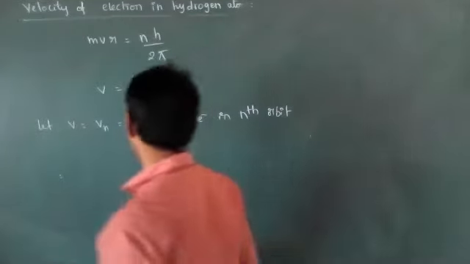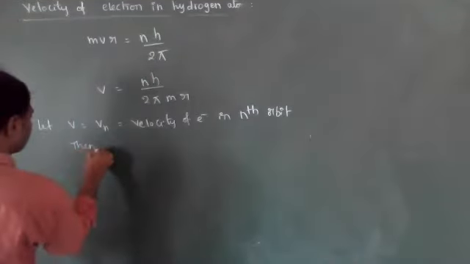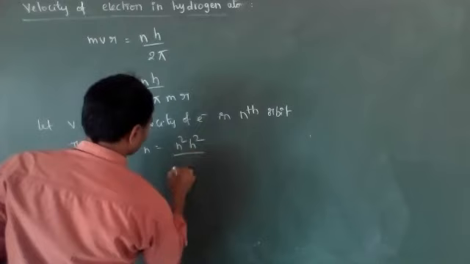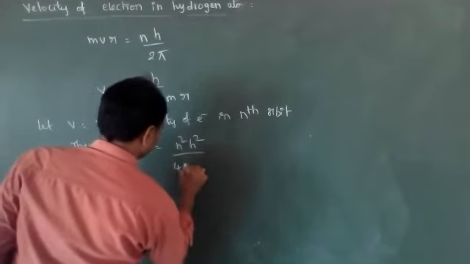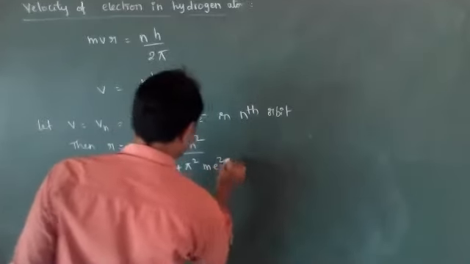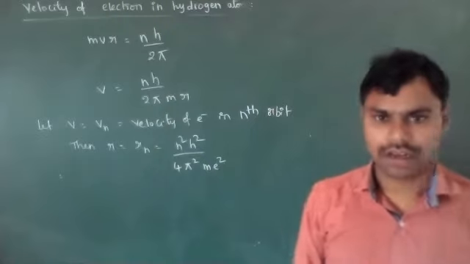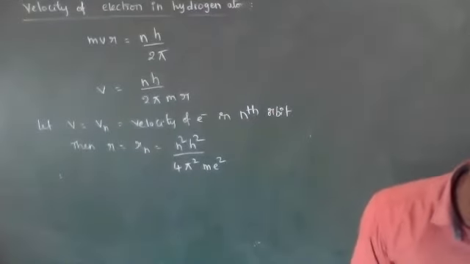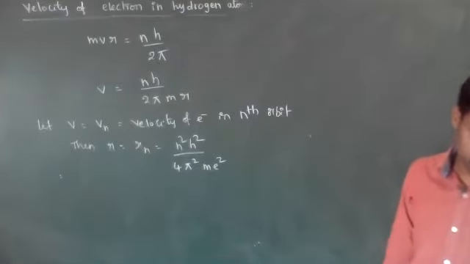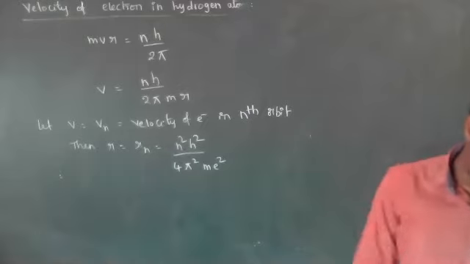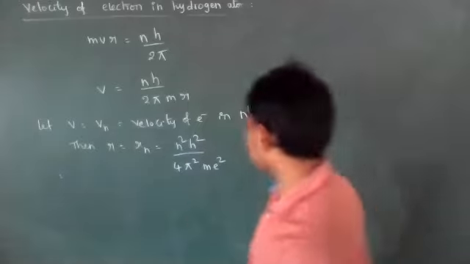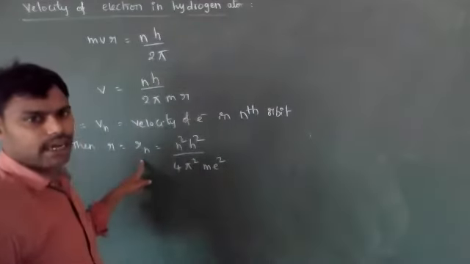Velocity of electron in nth orbit. The radius of electron present in nth orbit is Rn equal to n square h square by 4 pi square m e square. Okay, this is the radius of electron present in nth orbit.